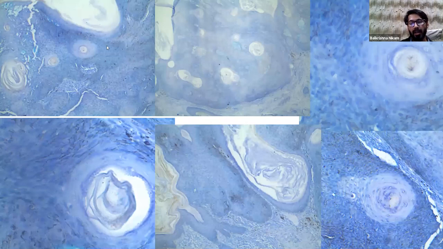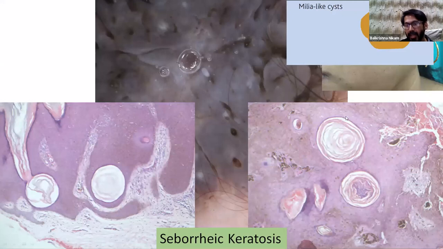What is giving you the color? Even in the H&E you can appreciate that wherever there is keratin formation, the basaloid cells are not able to form the keratin. It's the basaloid mass of seborrheic keratosis.